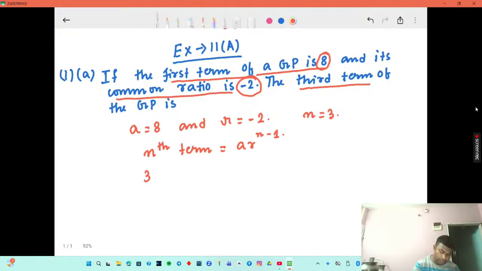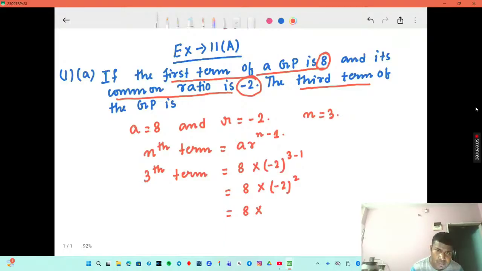So the third term is equal to, we have to put the value of a as 8. Here the value of a is 8. 8 into minus 2 to the power 3 minus 1 is equal to 8 into minus 2 to the power 2, equal to 8 into what is the square of minus 2? The square of minus 2 is 4. Then it will be 32. So is it clear to you? So what is the third term of this GP? The third term of this GP is 32.